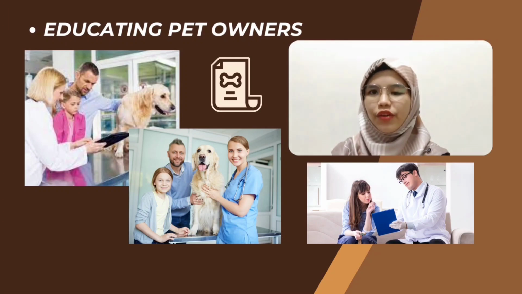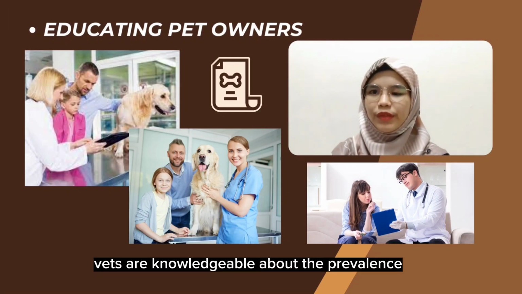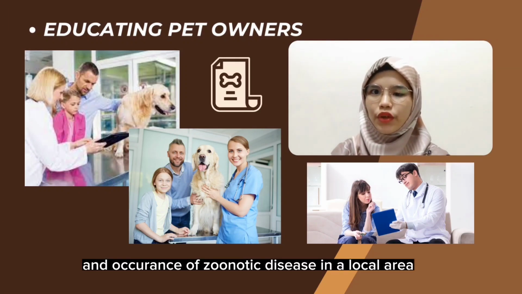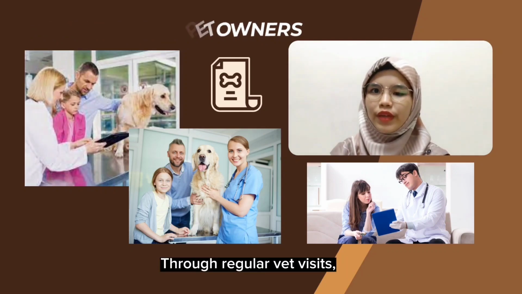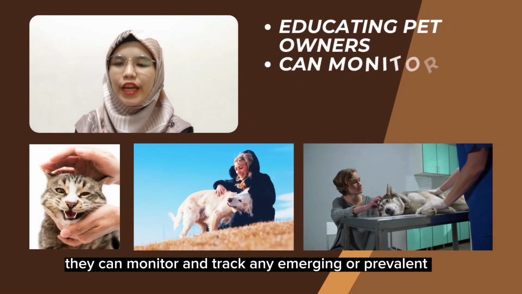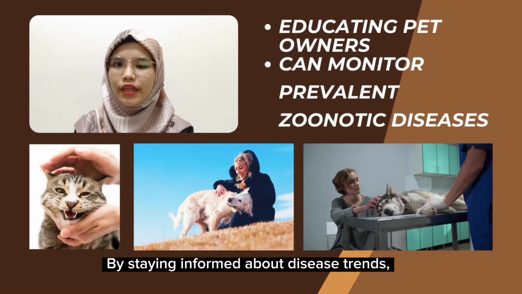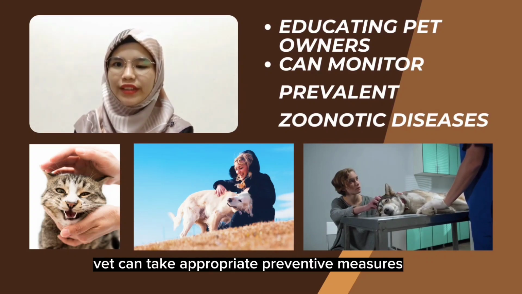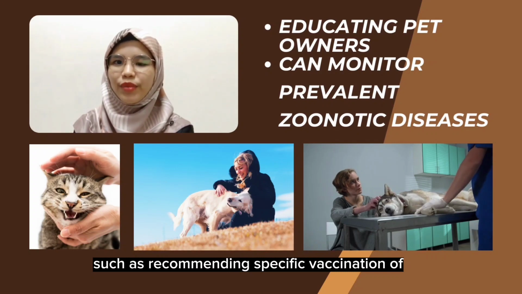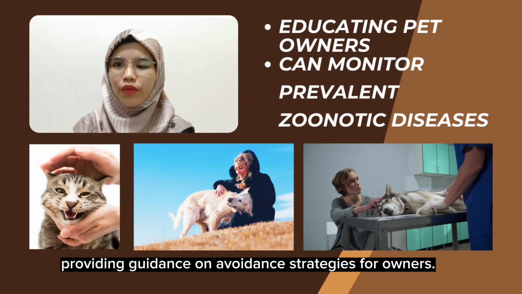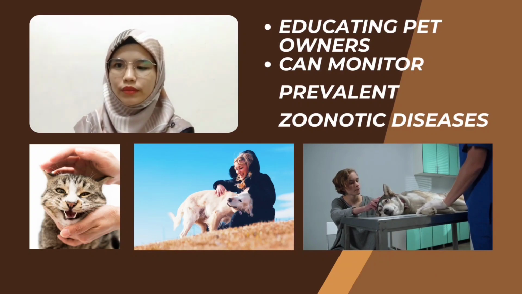In addition, vets are knowledgeable about the prevalence and occurrence of zoonotic disease in a local area. Through regular vet visits, they can monitor and track any emerging and prevalent zoonotic disease. By staying informed about disease trends, vets can take appropriate preventive measures such as recommending specific vaccination or providing guidance on avoidance strategies for owners.